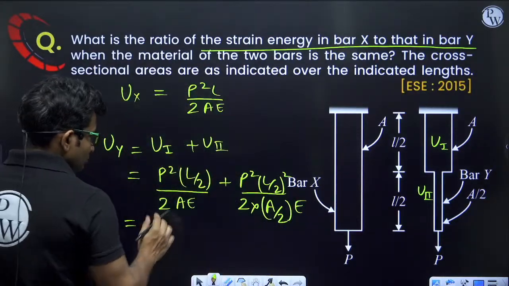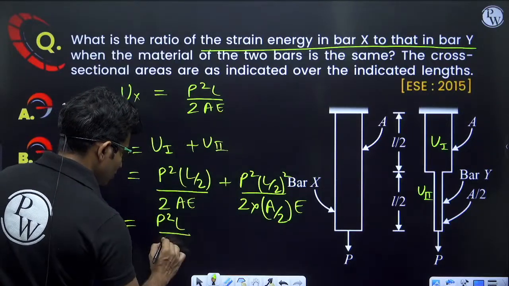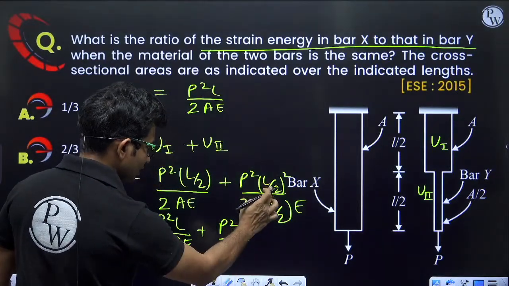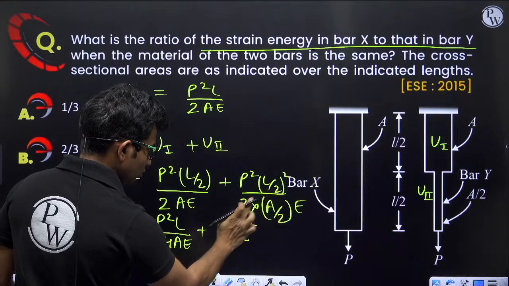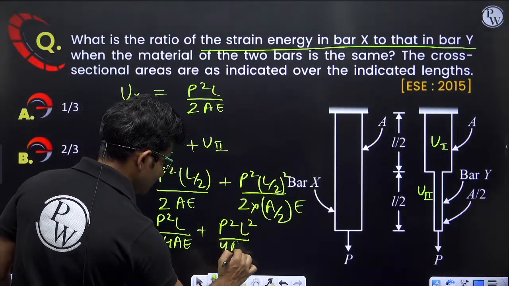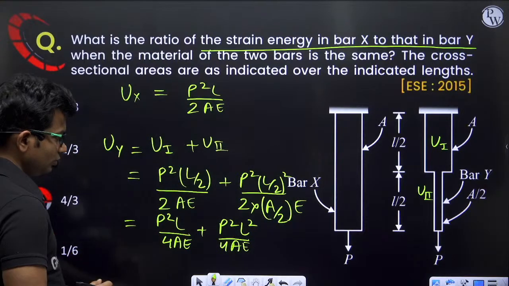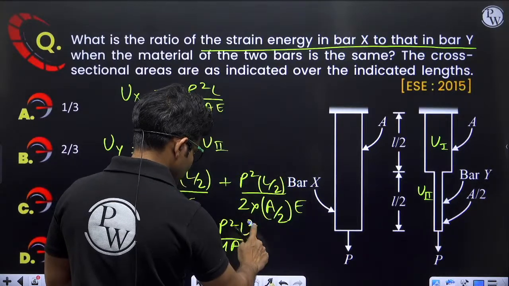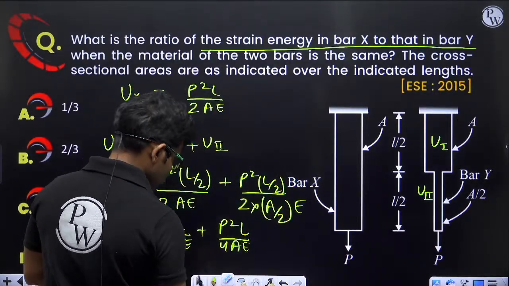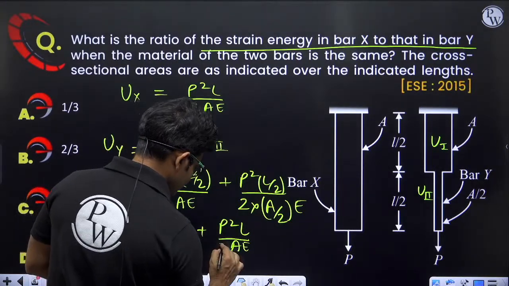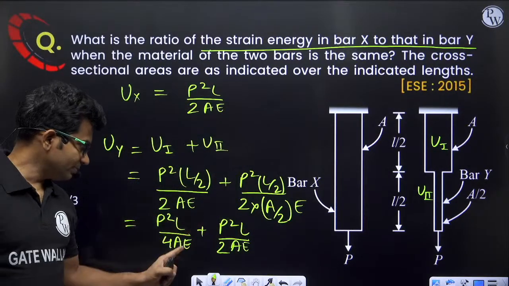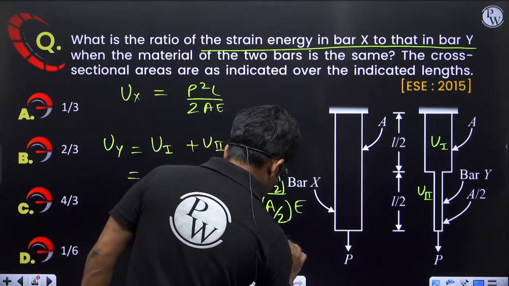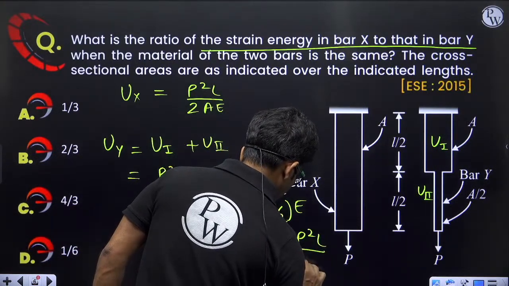So P square L upon 4AE plus P square L upon, 2 twos are 4, again 4AE. Okay, so this 2 and this 2 will be cancelled out. This will not be L square. So this will be P square L upon 2AE. So P square L upon 4AE plus P square L upon 2AE will be 3P square L upon 4AE.